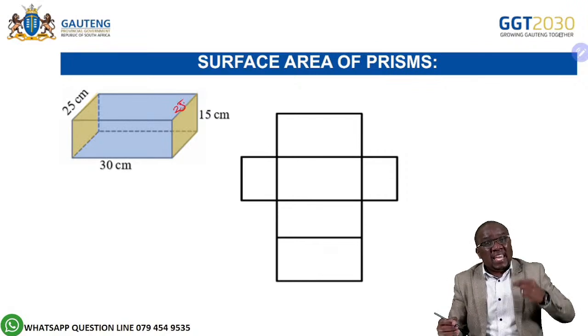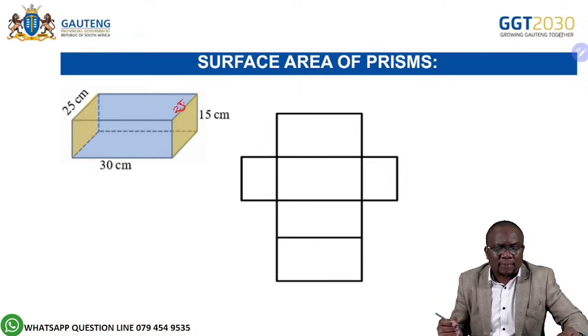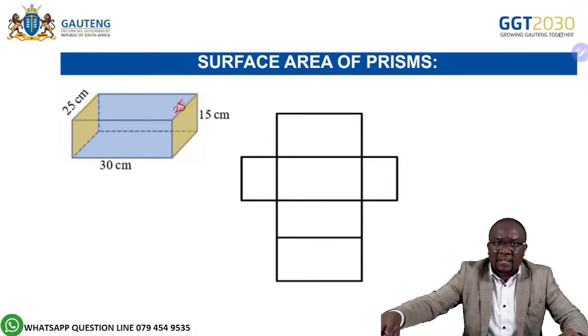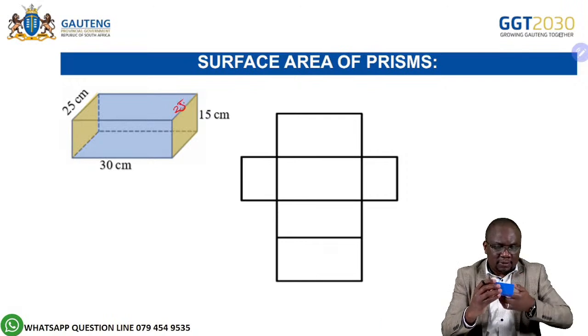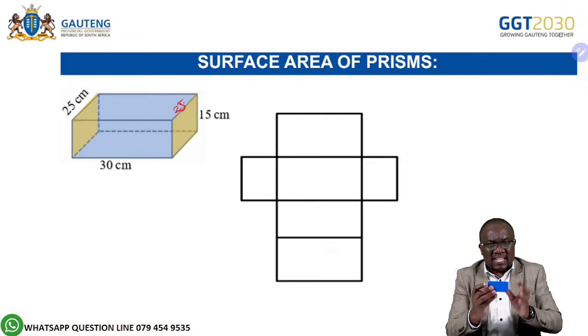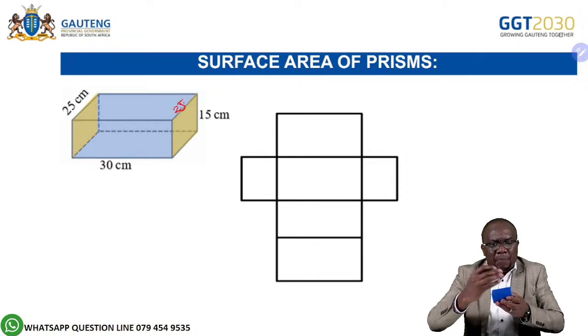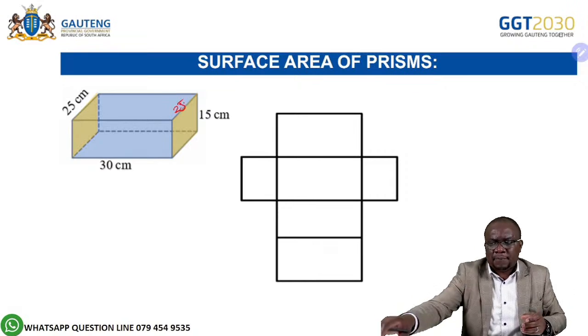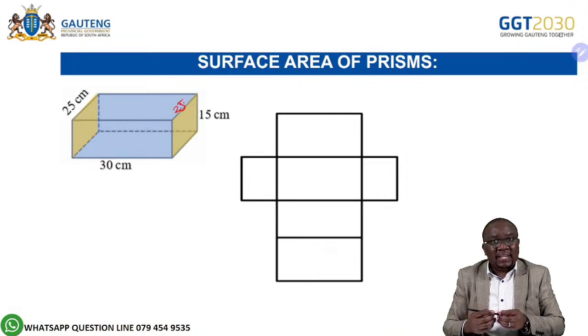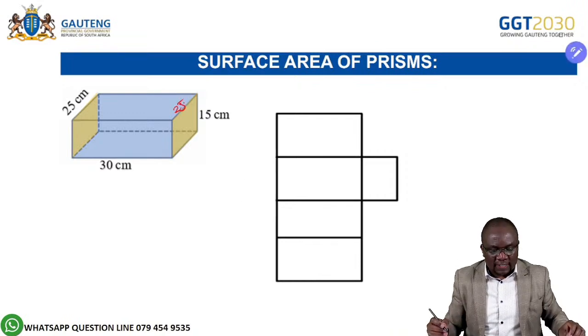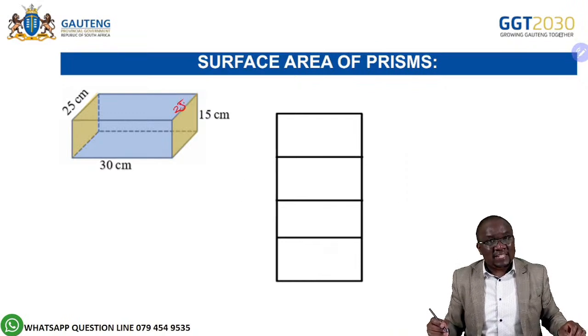Let me start by saying, the lateral faces, let's remove these bases. Just concentrate on the lateral faces. What shape do they form? If we open them up, what shape do they form? They form a rectangle, a big one, a big rectangle like this. Do you see the net?